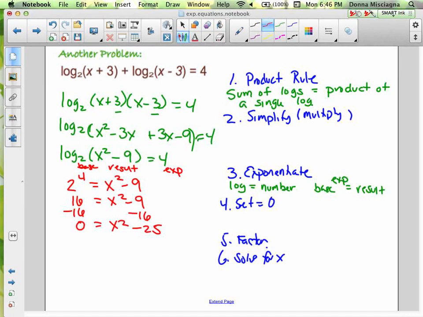Now this one is a nice easy factor because this, switch back to green, is a difference of squares. So remember, when we factor a difference of squares, it's going to be the square root plus the square root, times the square root minus the square root. Right? Because x squared and 25 are both perfect squares, and we have a difference. There's a negative in there.